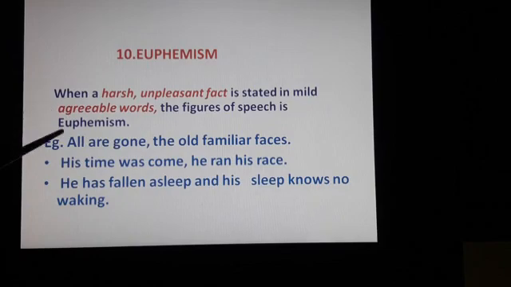His time was come and he ran his race. Here also this sentence shows the person is no more, means he is dead. But they're not telling that he died. We are not saying like this. Mild words are used. He has fallen asleep and his sleep knows no waking. He is sleeping and he will not get up. He will not be waking up again. That means he is dead. So these kinds of unpleasant things are stated in mild and agreeable words. We call it euphemism.